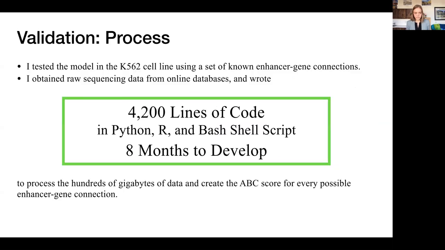First, I conducted a validation. I tested the model in the K562 cell line using a set of known enhancer gene connections. I obtained raw sequencing data from online databases and wrote 4,200 lines of code in Python, R, and Bash shell script to process hundreds of gigabytes of data and create the ABC score for every possible enhancer gene connection.